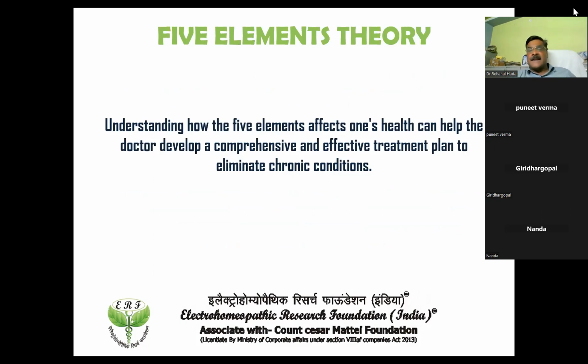So, what is the five element theory? Okay. Understanding how the five elements affect one's health can help the doctor develop a comprehensive and effective treatment plan to eliminate the chronic conditions.